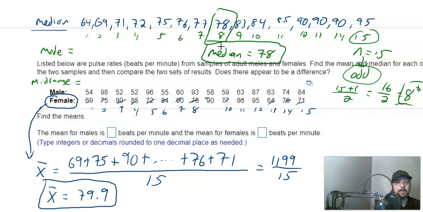And so I numbered them here so that it'd be easy for me to find. 78 is the 8th data value in the set. So that's going to be our median. The problem doesn't ask for this, but I just thought it'd be a good exercise. So just real quickly, what do you think the mode is?